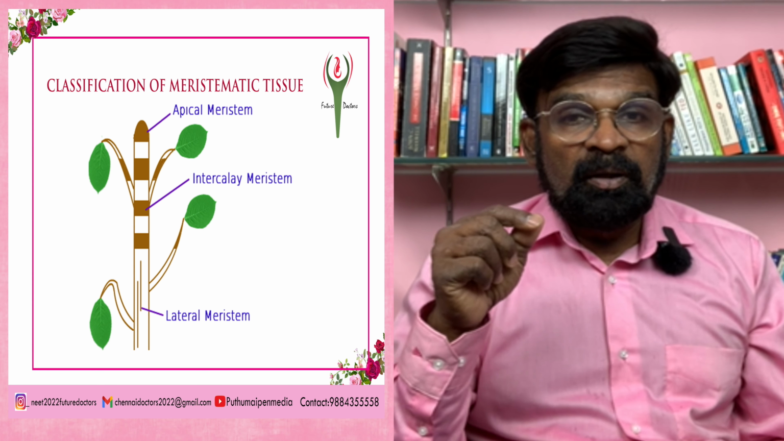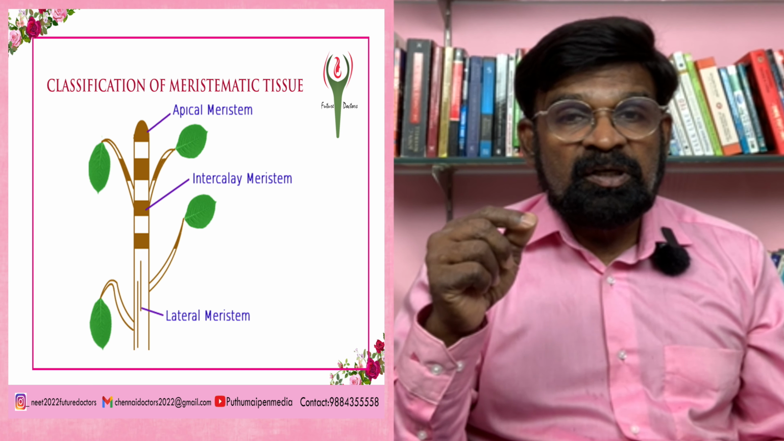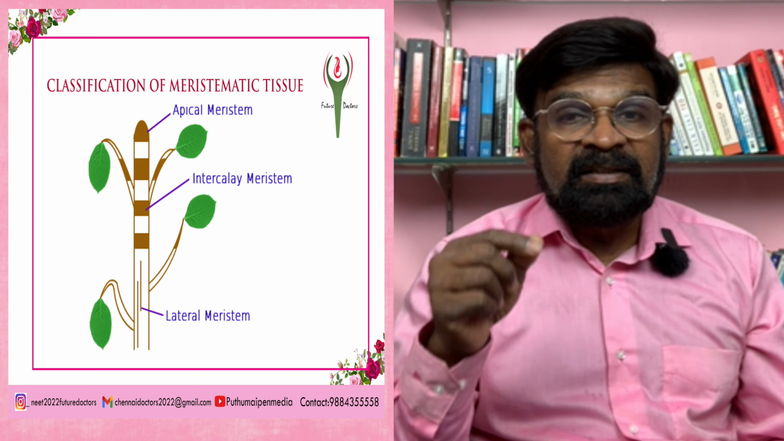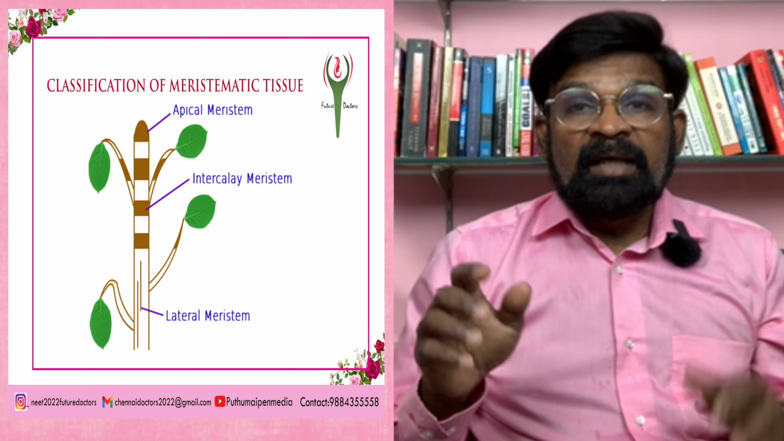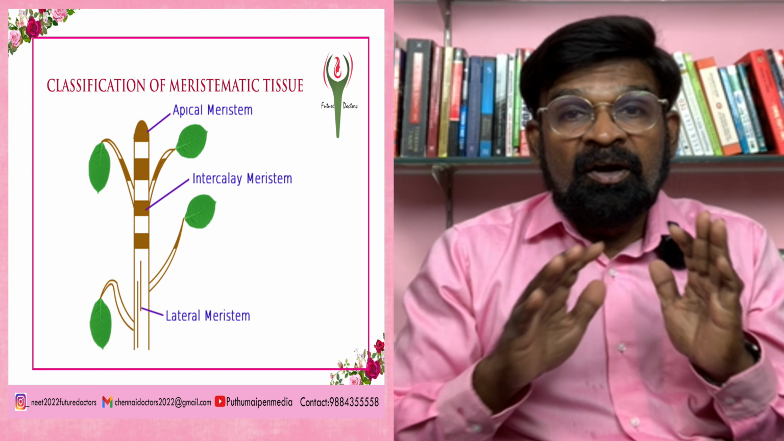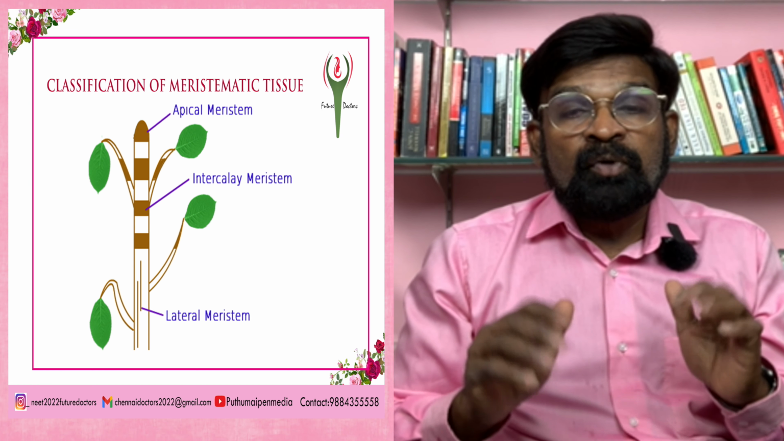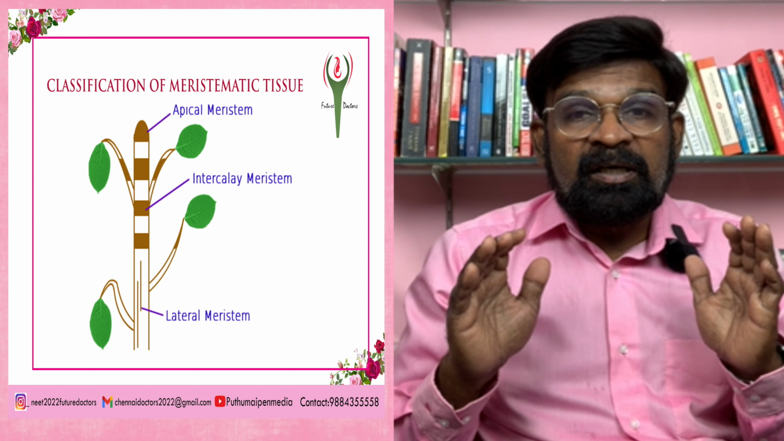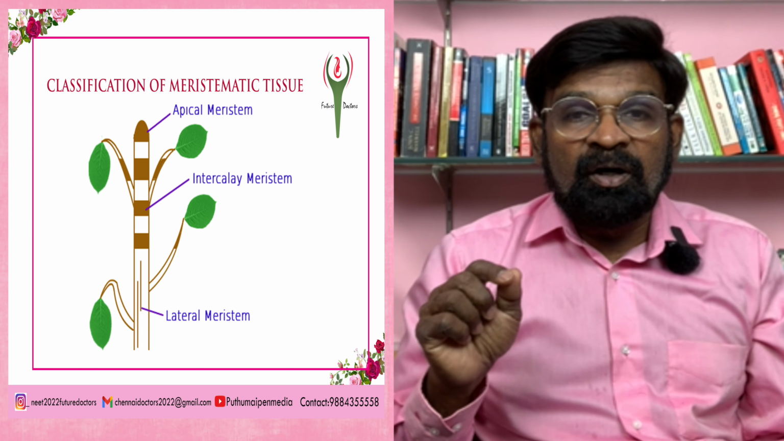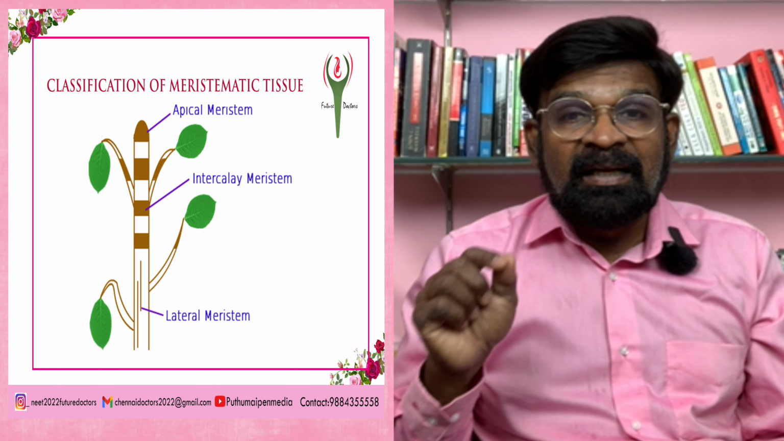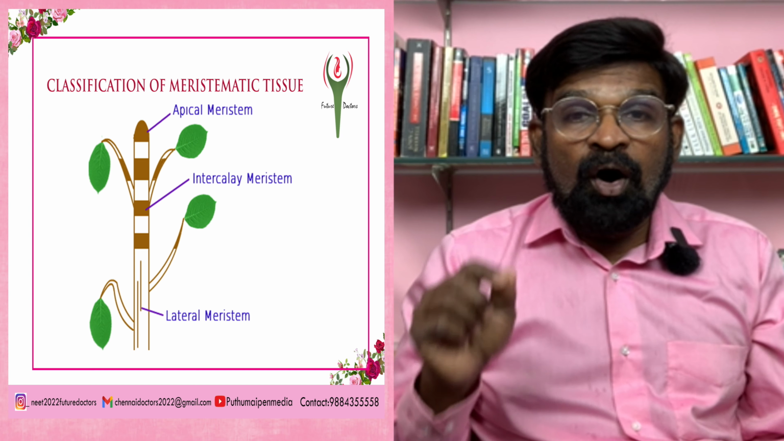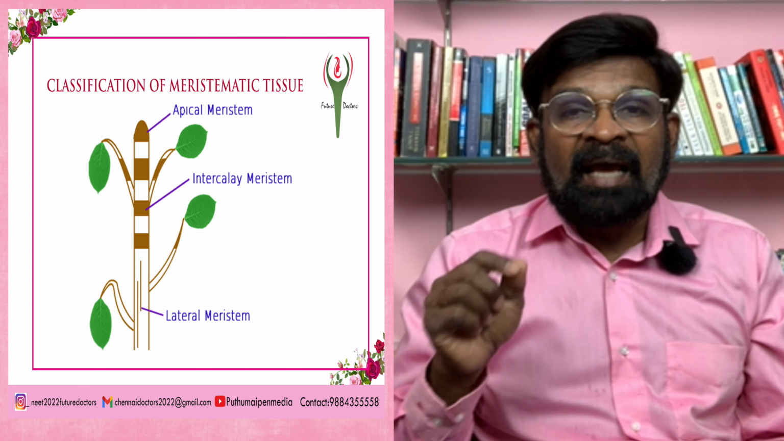Intercalary meristem. The meristem which occurs between mature tissue is known as intercalary meristem. They occur in grasses and regenerate parts removed by grazing herbivores. Both apical and intercalary meristem are primary meristem because they appear early in the life of a plant and contribute to the formation of primary plant body.